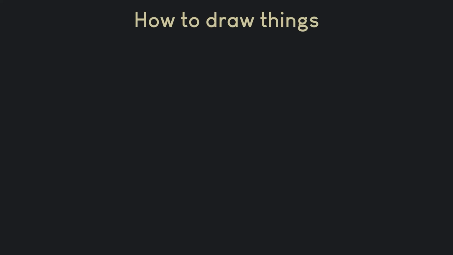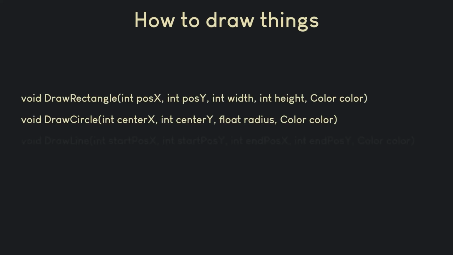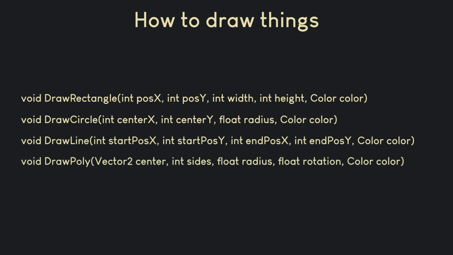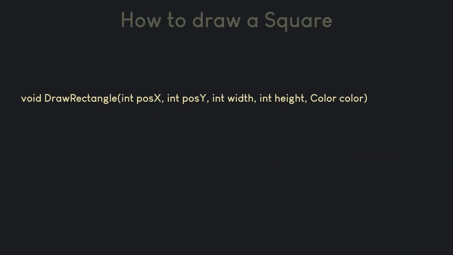Raylib provides various functions to draw simple shapes on the screen, including rectangles, circles, lines, and polygons. When using any of these functions, you need to specify where on the screen you want the shape to be drawn. For instance, to draw a square, you can use the DrawRectangle function. This function takes 5 arguments: the x-coordinate and the y-coordinate of the top left corner of the square, the width and the height of the square, and a color. In our game, we will use a square to represent the food object.